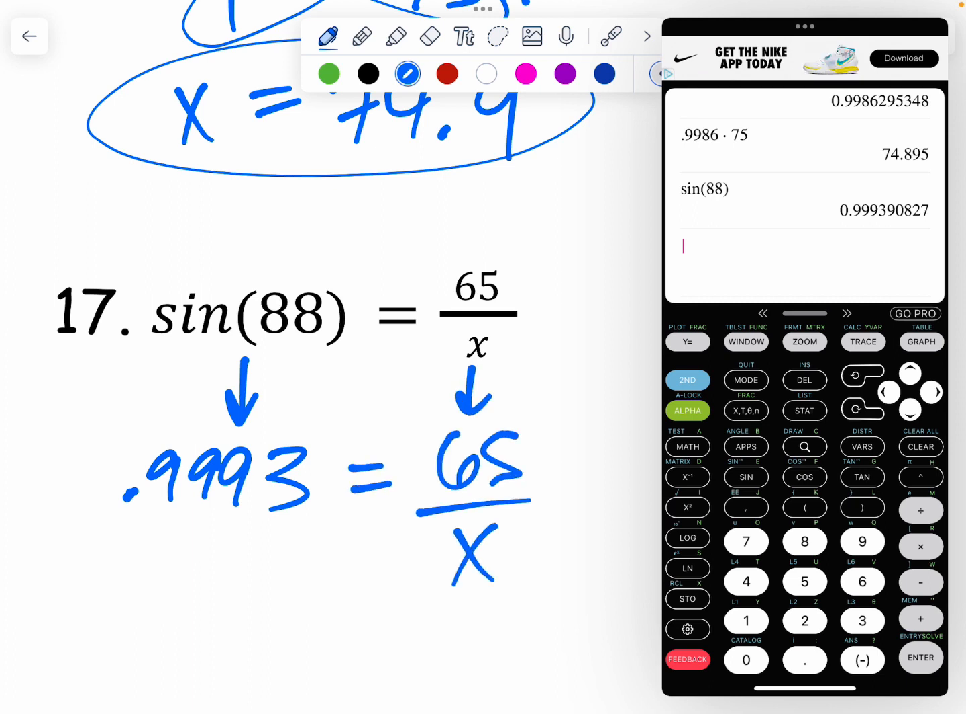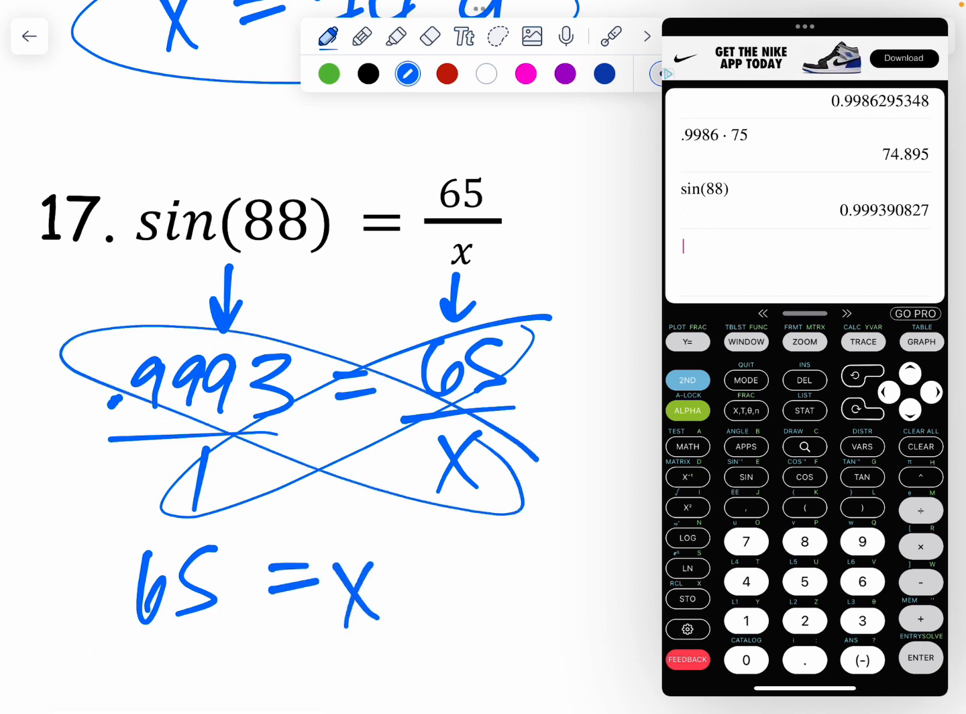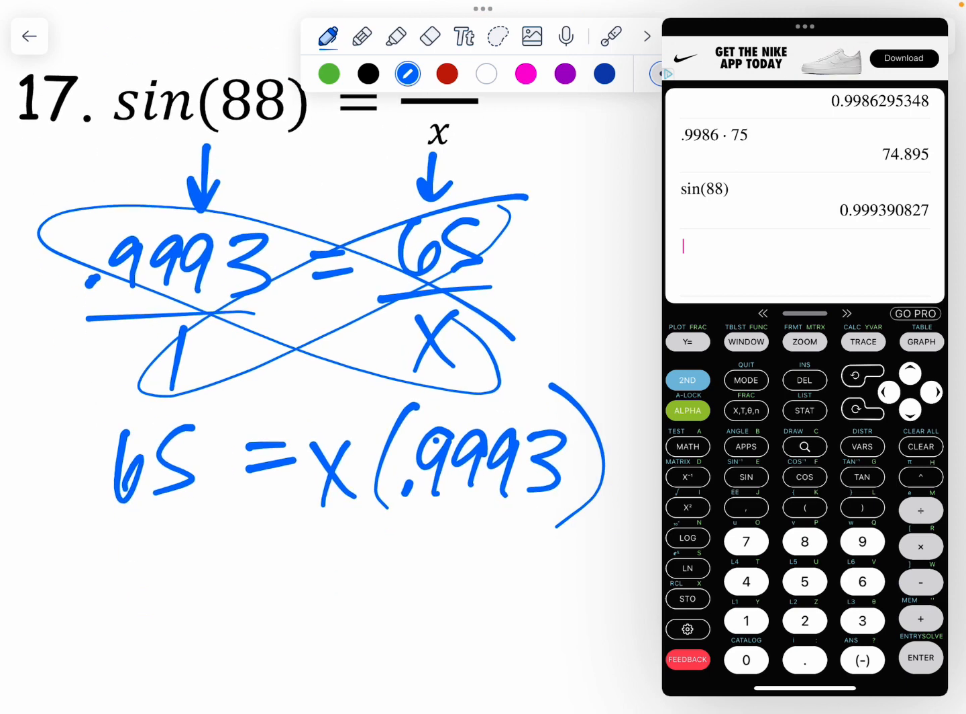And I'm just recopying this fraction right here. You know how to cross multiply. Let's put this over 1 and cross this way. We got 65. Let's cross this way. I get x times 0.9993. How do I get x by itself? You know how to solve this equation algebraically. We're going to divide both sides by that decimal.